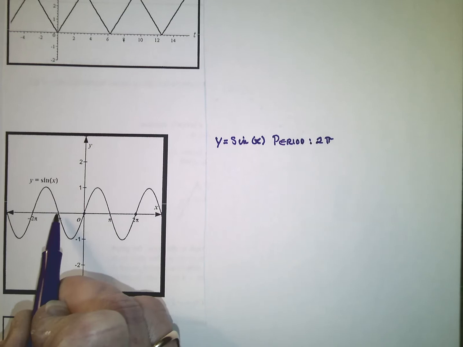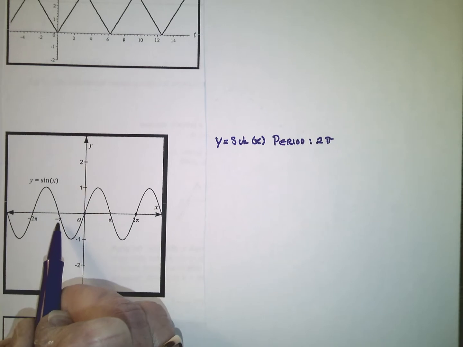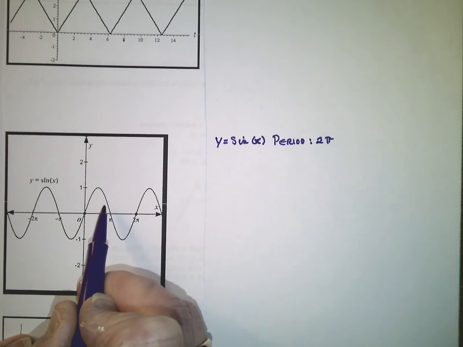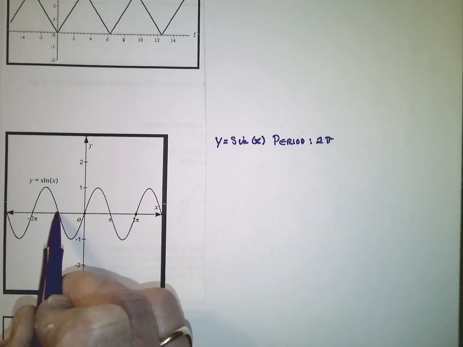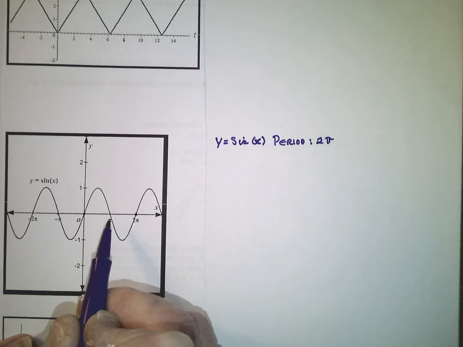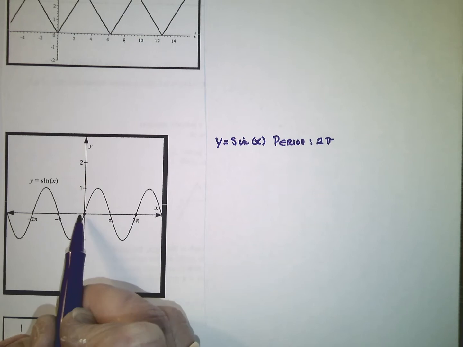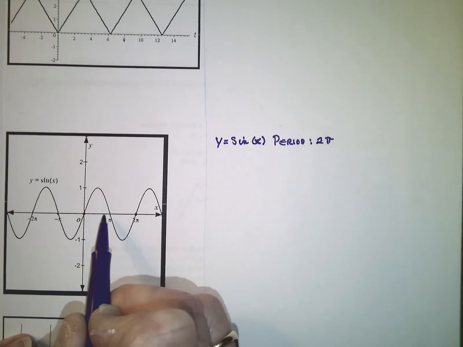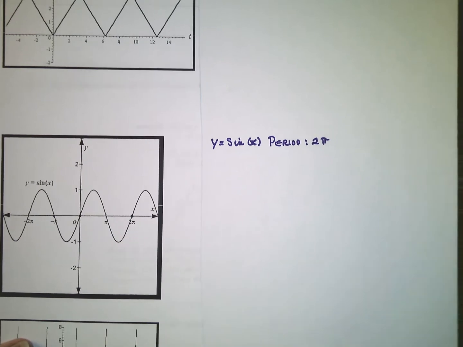We could have counted here, going from negative pi down through 0, up, and back down to 0, and ready to start this kind of cycle over again. Well, from negative pi to positive pi, that would still be a span of 2 pi.